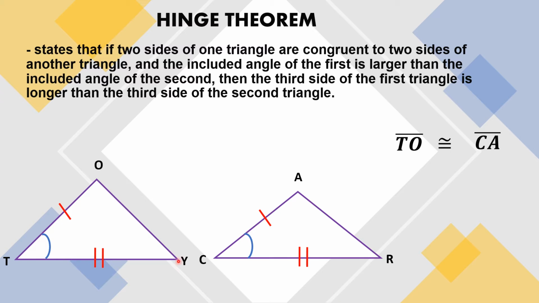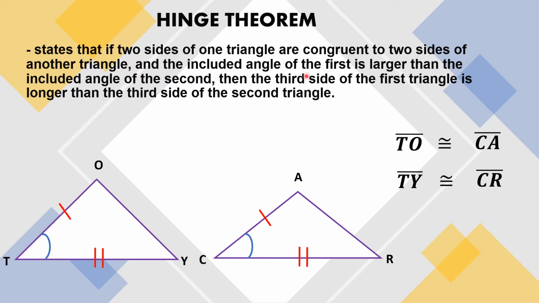Then for the second pair, in our first triangle, the side with two tick marks is side TY, which is congruent to the side of the second triangle that also has two tick marks, that is side CR. So this is what the first part of the definition means: two sides of one triangle are congruent to two sides of another triangle.